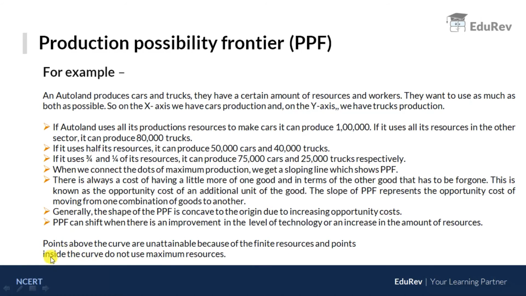Now, points inside the curve do not use maximum resources and points above the curve are unattainable. As we said, points above the curve are unattainable due to the resource constraint, and points inside the curve do not use maximum resources. That is, there is underutilization of resources. This is a very important point. Let's show you with an example.